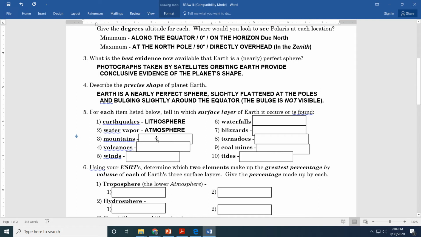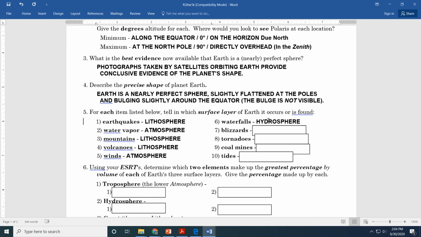Mountains are most decidedly rock, so they're lithosphere. Volcanoes, likewise, are rock, so more lithosphere. Wind. Wind is part of the atmosphere. It's an atmospheric condition, so that's the atmosphere. Waterfalls. This one might get you. Might have tricked you. What do you think? Waterfalls, hydrosphere, because it's the water part. Blizzards, atmosphere.